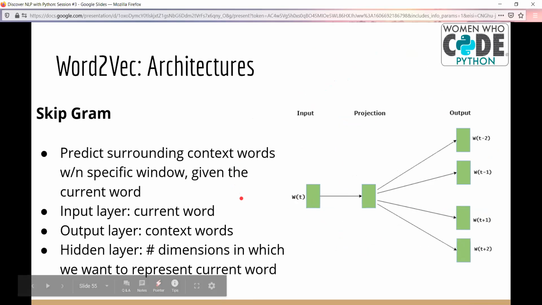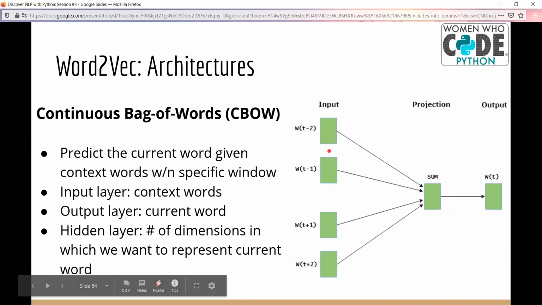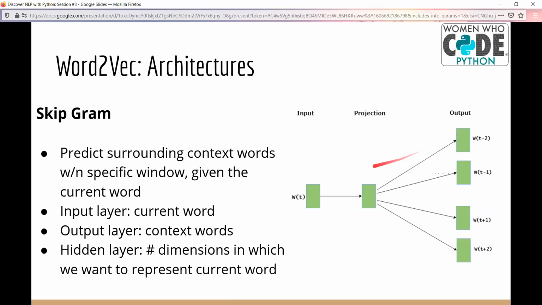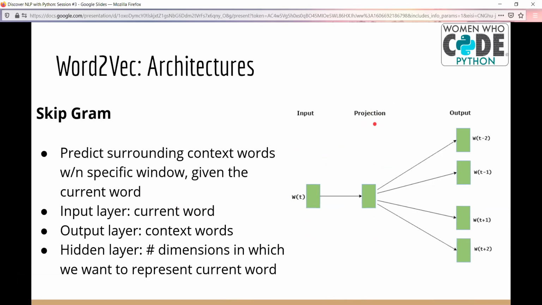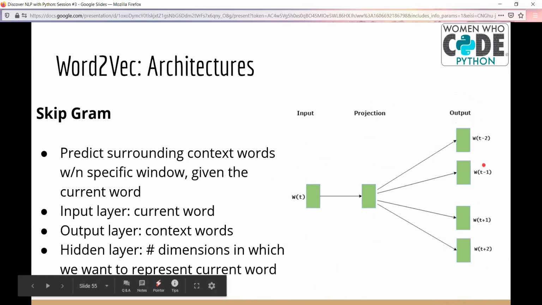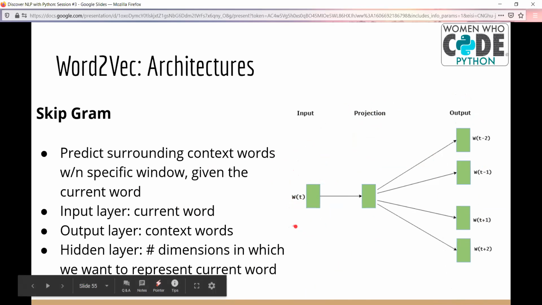And opposite to that, there is the skip gram model. In the previous case, we already have the context words, and we are going to predict the current word. But in this case, we have one word and we want to predict the output from that. So we want to predict the surrounding context words given we have the current word. There is this input layer which has the current word. Then there is the projection layer. In this case, there are hidden layers and hidden dimensions in which we want to present our current words, and then the output would have the words that are being predicted based on what we have currently in the input layer. So this is many to one, and this is one to many.